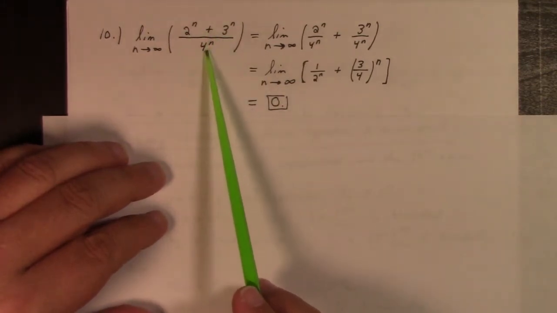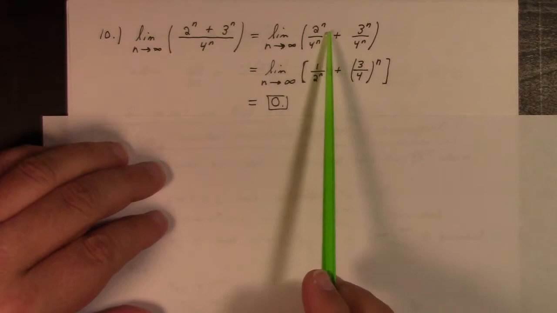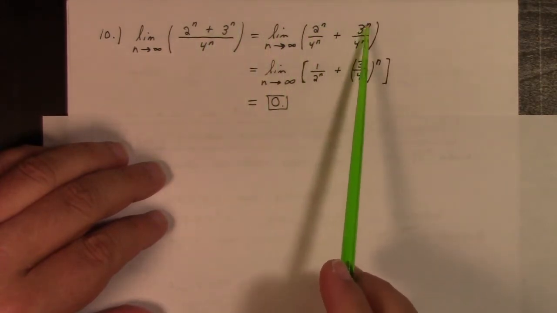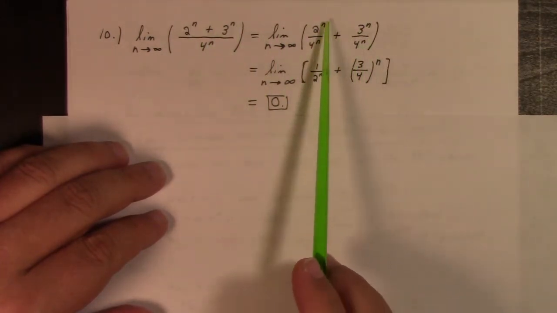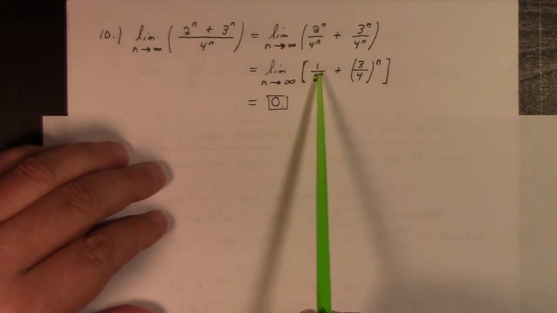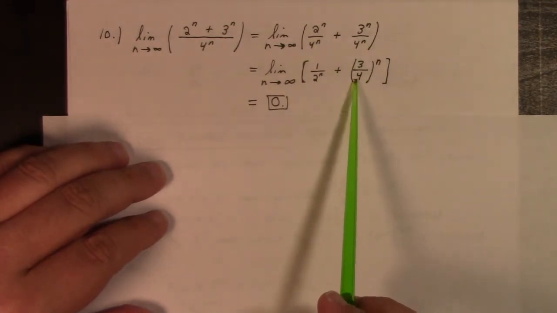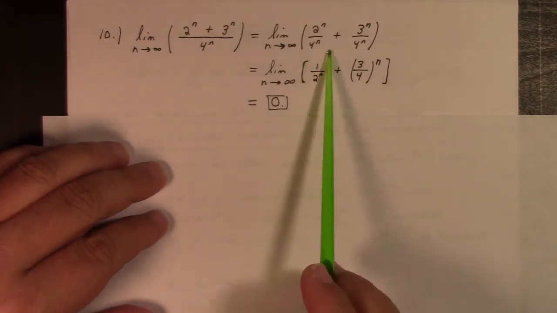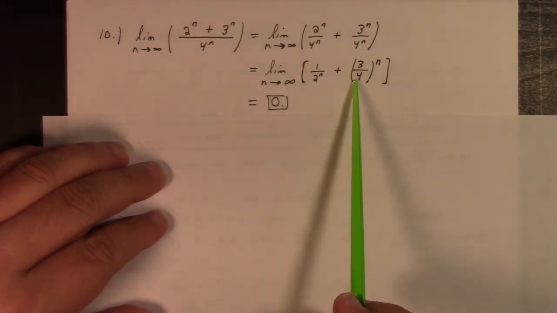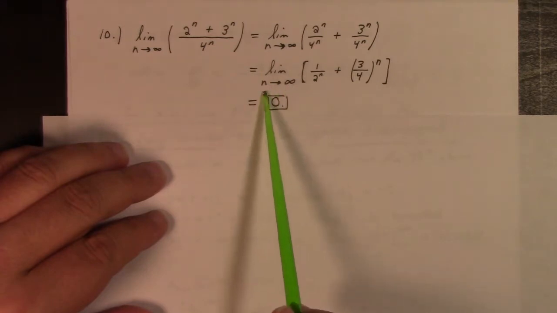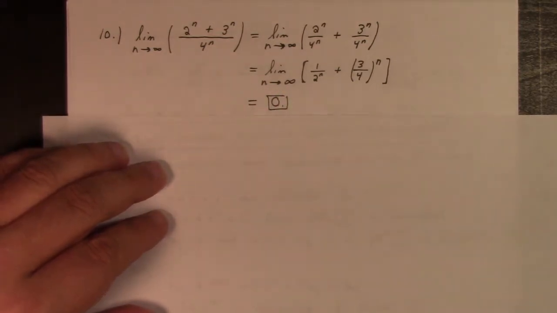2 to the n plus 3 to the n over 4 to the n. So by algebra, we have 2 to the n over 4 to the n and 3 to the n over 4 to the n, which I can simplify as 1 over 2 to the n, and this is 3/4 to the n. This goes to 0, and this goes to 0, so we get 0 plus 0, so the limit's 0. There you go.